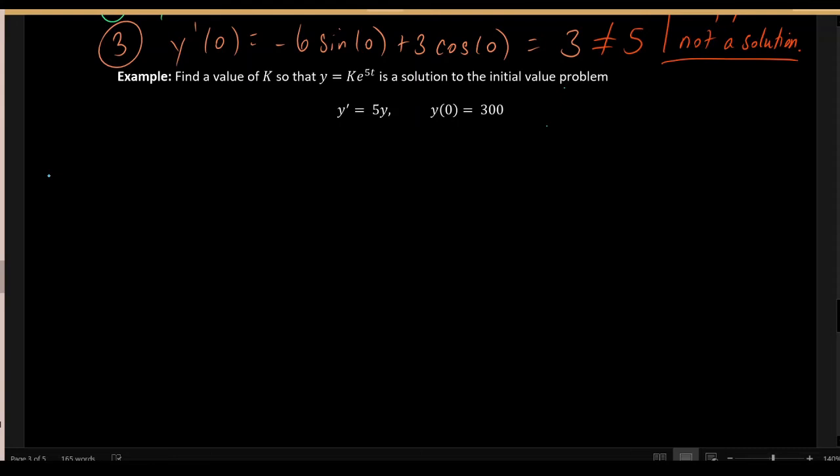So this time they want us to find a value of k, so that y equals k times e to the 5t is a solution to the initial value problem y prime equals 5 times y, and y of 0 is equal to 300. So the first thing that needs to be true is that this function needs to satisfy the differential equation in this problem. So let's calculate y prime. The derivative of k times e to the 5t. By chain rule, that 5 comes down, and this is indeed 5 times what we originally had.